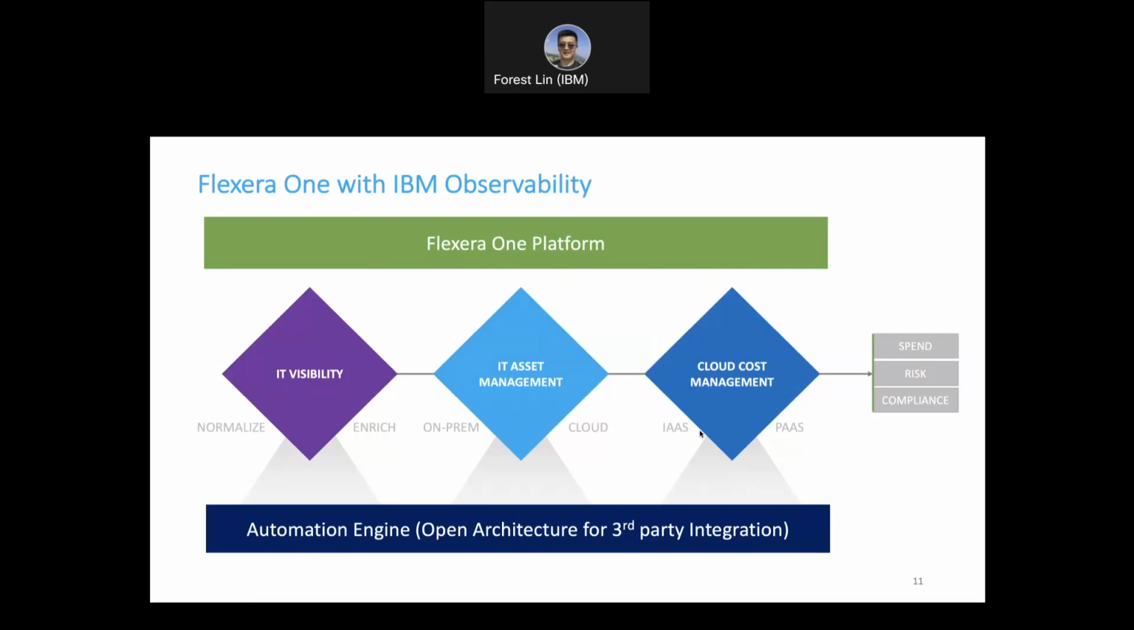They share the same enterprise data regarding IT assets, including cloud, SaaS, software, and hardware. They also share an open architecture, ready for third-party integration. That makes it very convenient for customers to extend to automation tools such as IBM Turbonomic. And on the top tier is the Flexera One platform. That's a SaaS platform, a very unified platform for customer use.